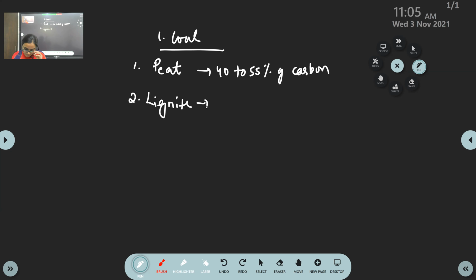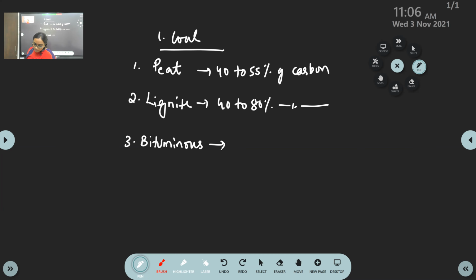Lignite, also called soft coal, contains 40 to 80% of carbon, and moisture content is high. Next, bituminous coal.